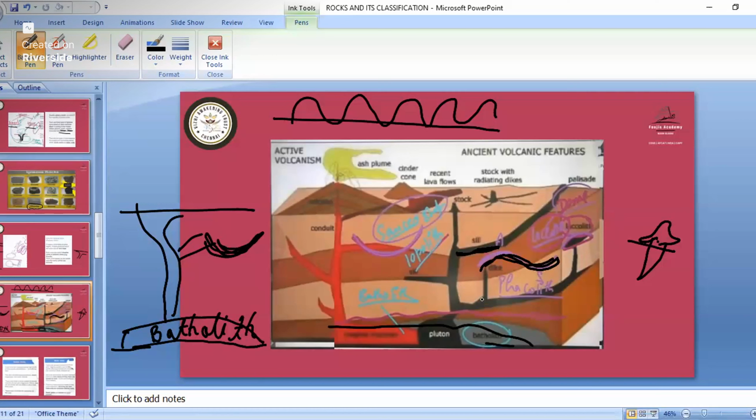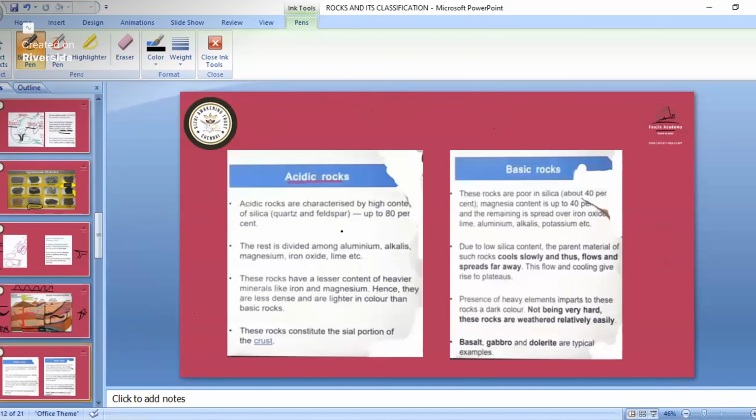So this is all about laccolith, phacolith, lopolith, batholith, sill, and dike. So don't forget these names. Okay. Now acidic rocks and basic rocks. So acidic means what? Acidic means the silica content will be higher, up to 80%.